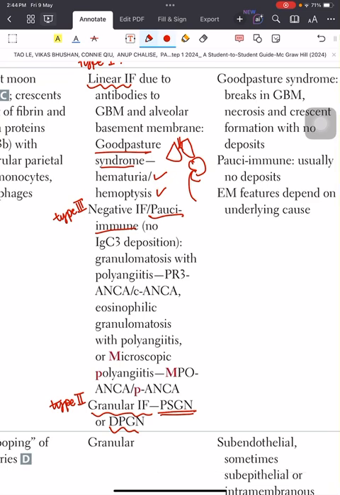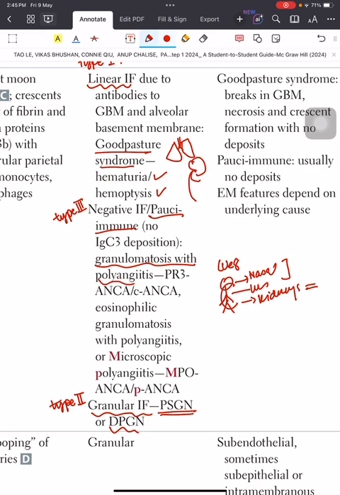It's basically the Wegener granulomatosis, granulomatosis with polyangiitis. I don't know if you guys remember the sketch from Pathoma, that this involves nasal symptoms and lungs and then kidneys. For kidneys, you need to know that there is nephritic syndrome going on, and with these, you come to the diagnosis of granulomatosis with polyangiitis.